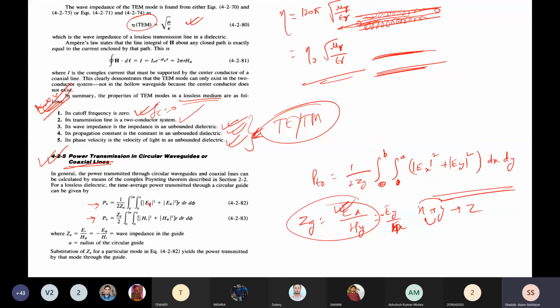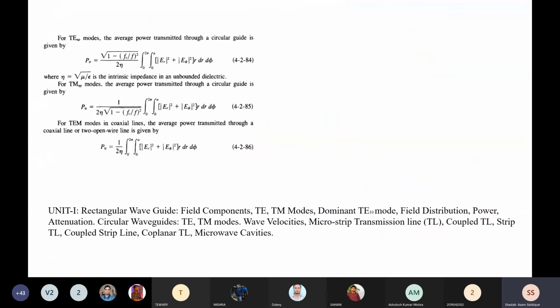So you can find out the power transmission anytime. Now you know this power transmission, and you can find it for the TE and TM modes. So for the TE and TM modes, you can find out the power transmission: square root of 1 minus FC by F whole square, by 2 eta, times the integral of ER E5 square DR D5. So you can substitute ZG.